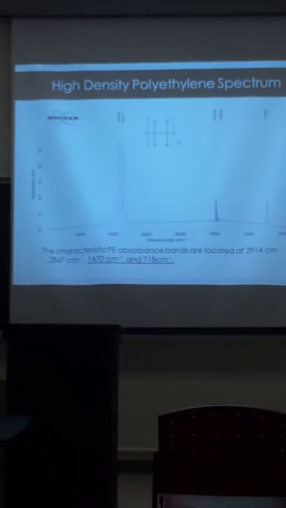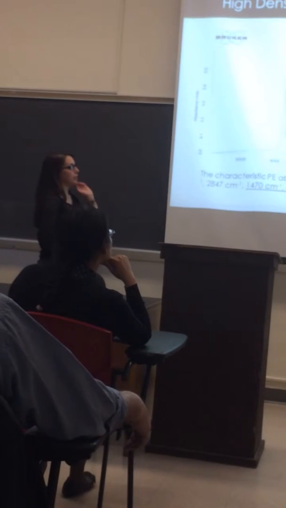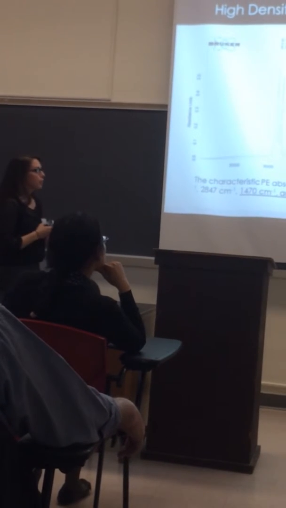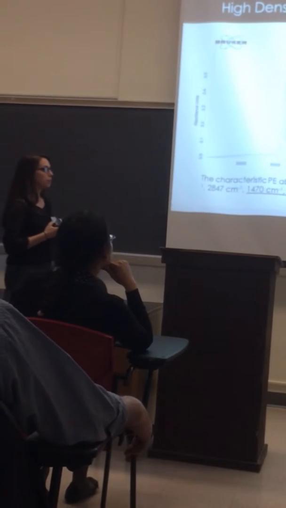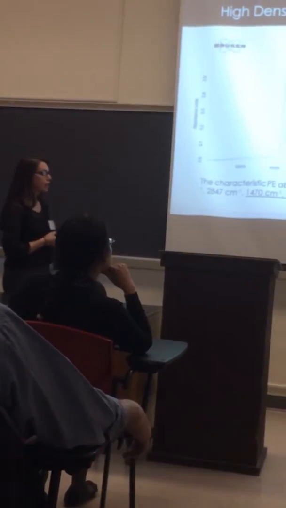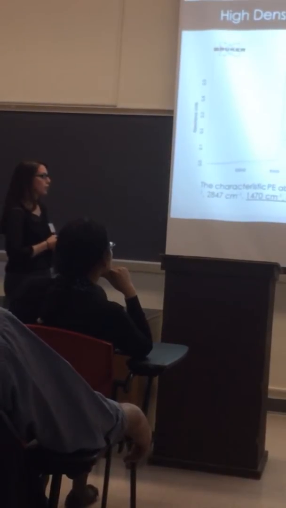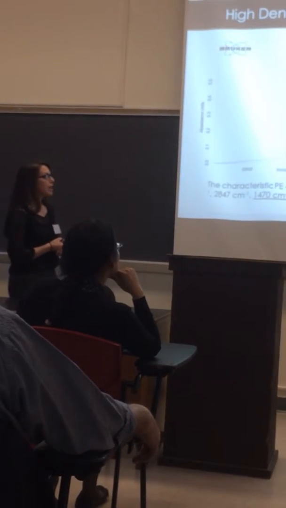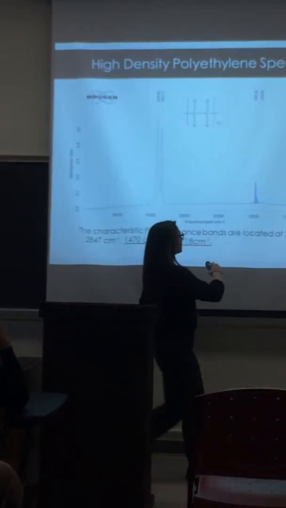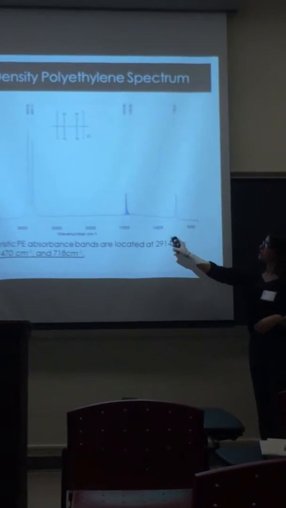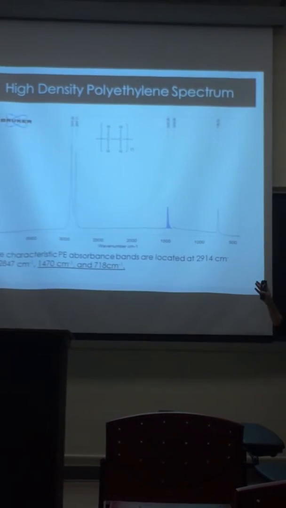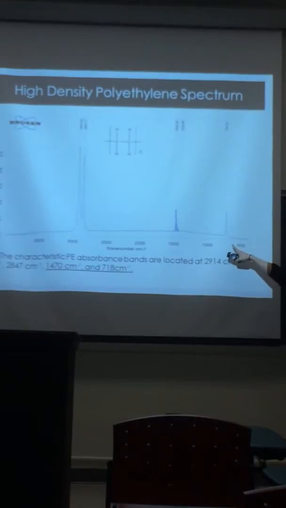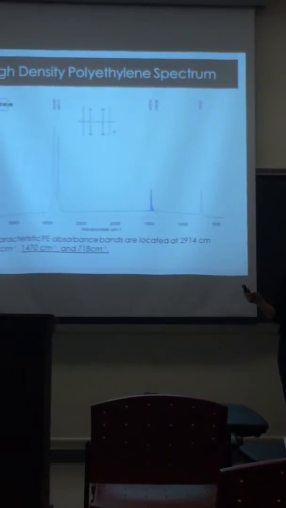Here's the FTIR spectrum of the high-density polyethylene. With this spectrum, we found that there were 4 peaks that were characteristic of PE. They were at 2914, 2847, 1470, and 718 reciprocal centimeters. This highlighted peak here is the 1470, and it shows the methylenes within the PE. And here's the 720 peak, and it's the chain of methylenes.